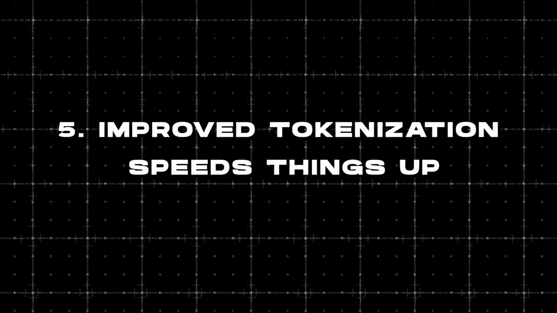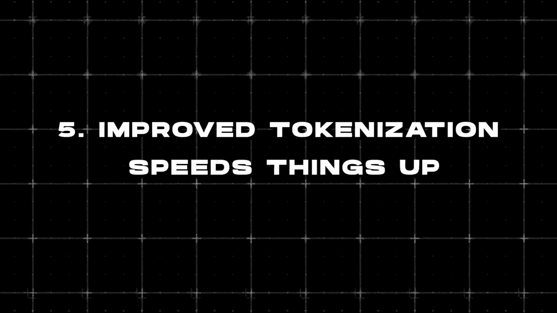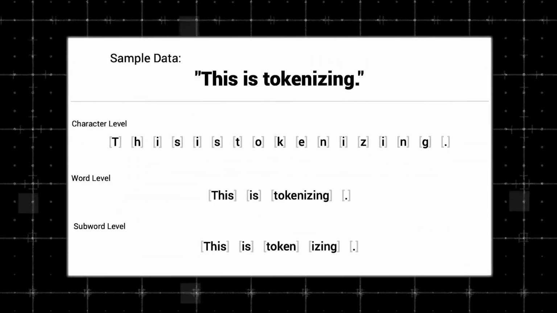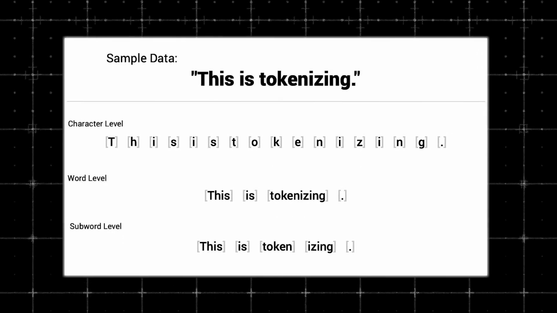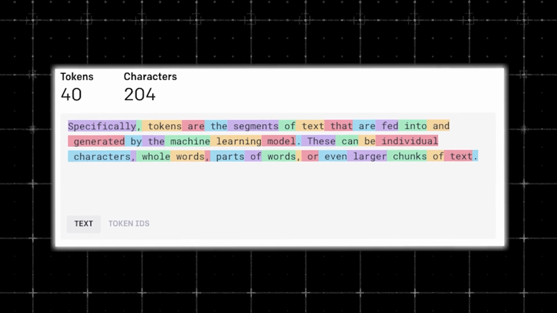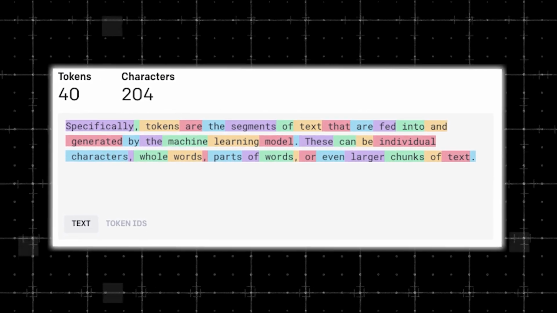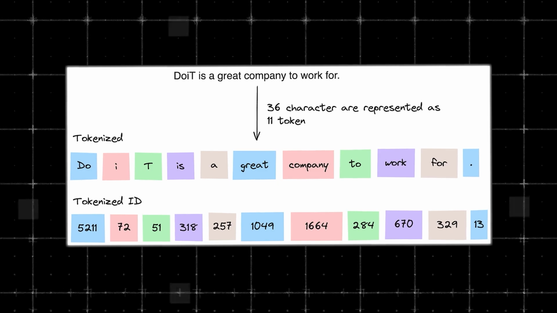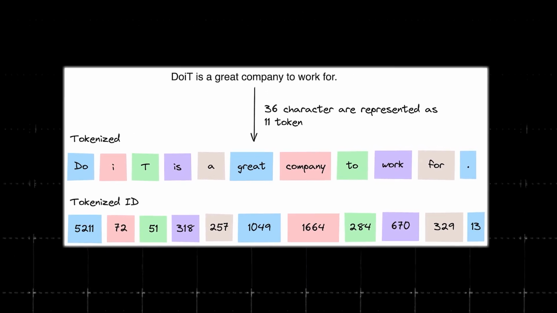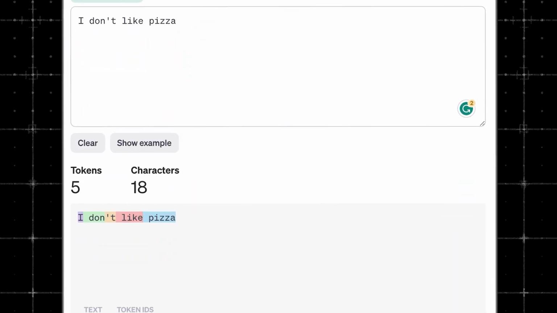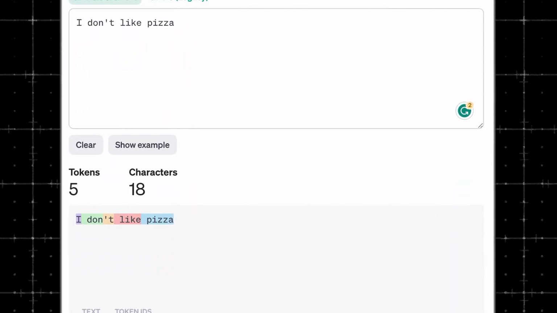Number 5. Improved tokenization speeds things up. In the process of using LLMs, there's a step where the text you give it gets turned into smaller units called tokens. These tokens are what the model works with to understand what you're asking. In English, a token could be a single word or a punctuation mark, though sometimes a word might get split into multiple tokens. On average, about 3 English words end up as roughly 4 tokens.